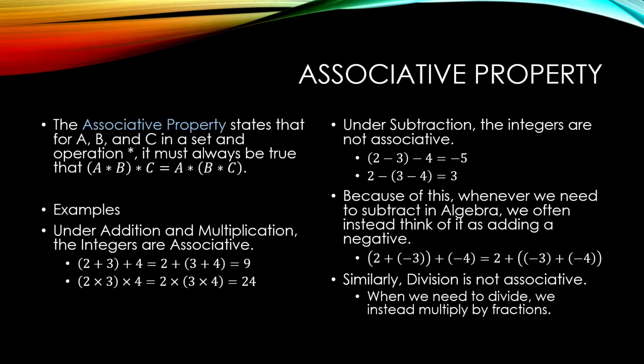And so we need to find ways to work around that. If we want to do subtraction and we want to make it so that we can use the associative property, instead we think of negative numbers. And that's one of the big tricks in algebra. Since we want to use the associative property, instead of seeing a subtraction, we will often think of it as adding a negative number. Because (2 plus -3) plus -4 is the same as 2 plus (-3 plus -4). At that point, that's addition under the integers, but we can also think of it as subtraction.